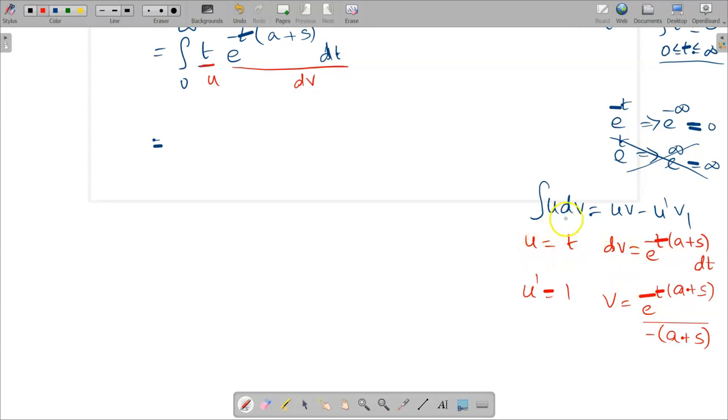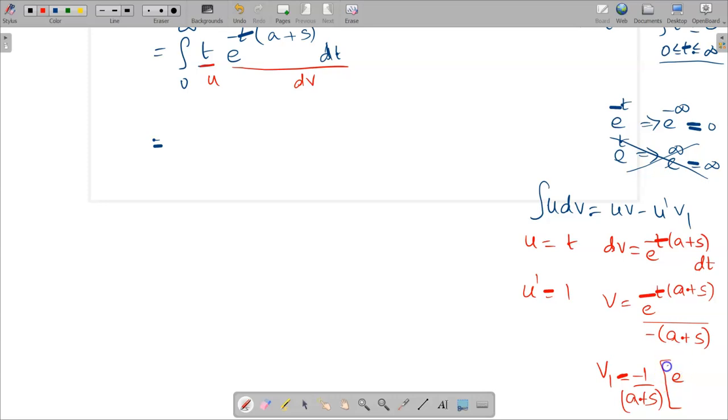Okay, so if you have u and u dash, you have to differentiate this side. dv is given. In order to get v, you have to integrate this term. Again, in order to get v1, we have to integrate one more time. So v1 is equal to, here minus 1 by a plus s is a common constant term. Nothing to do with that. So just integrate this term.